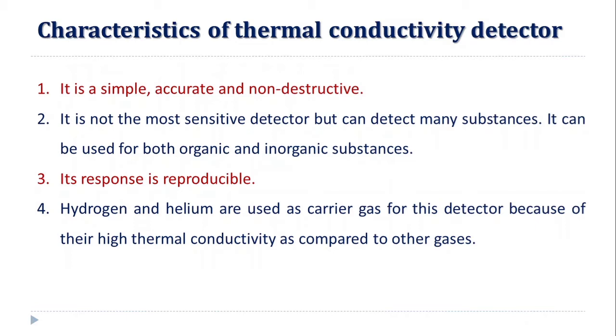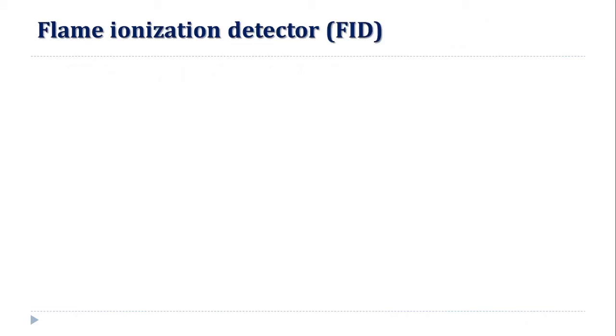So these are the four characteristics of the thermal conductivity detector. These are the advantages of using the thermal conductivity detector, because it can detect many types of organic compounds as well as inorganic substances. Now we'll see the next detector, that is the flame ionization detector, called FID.